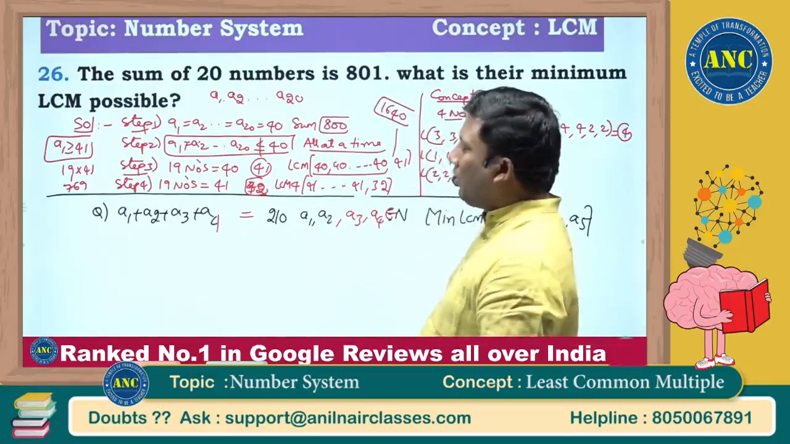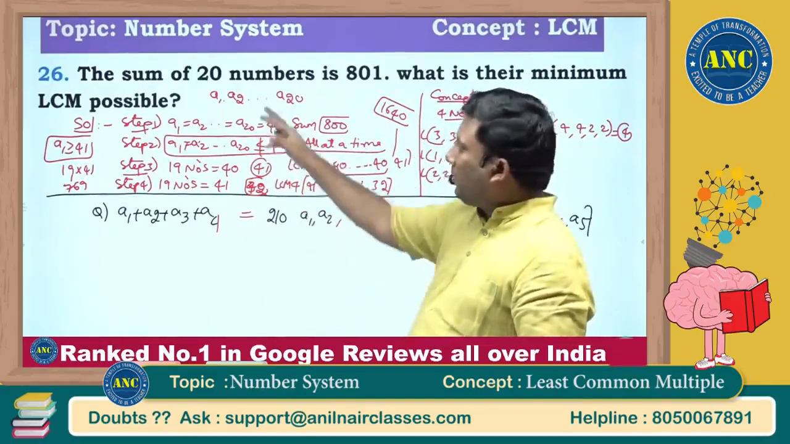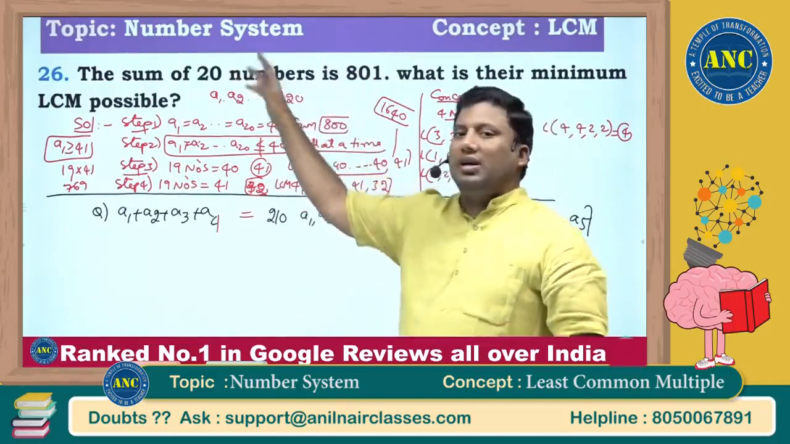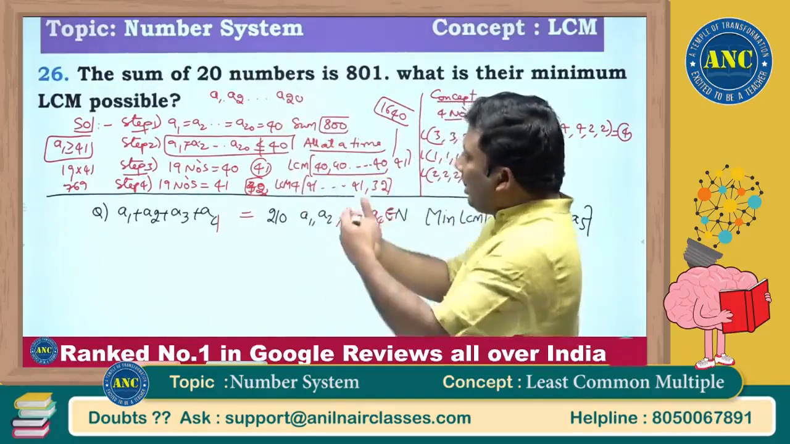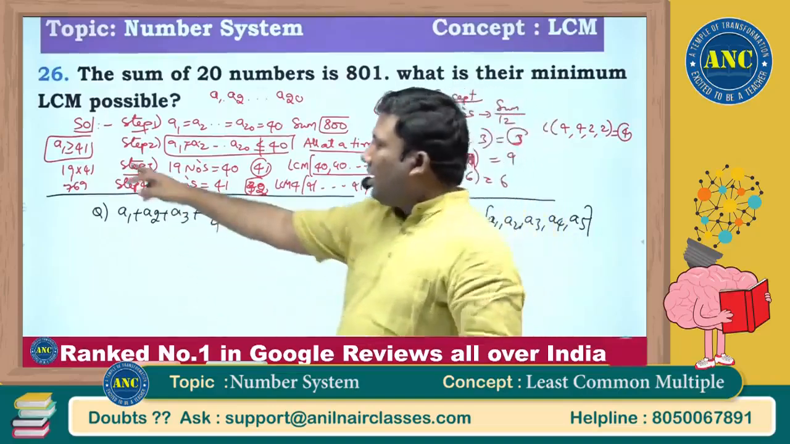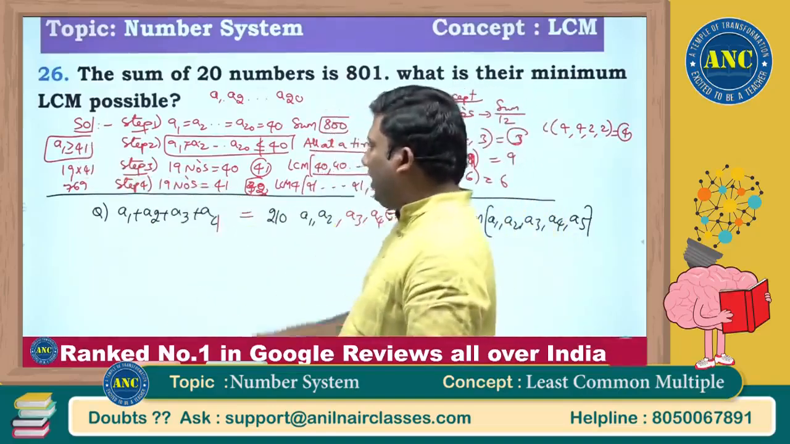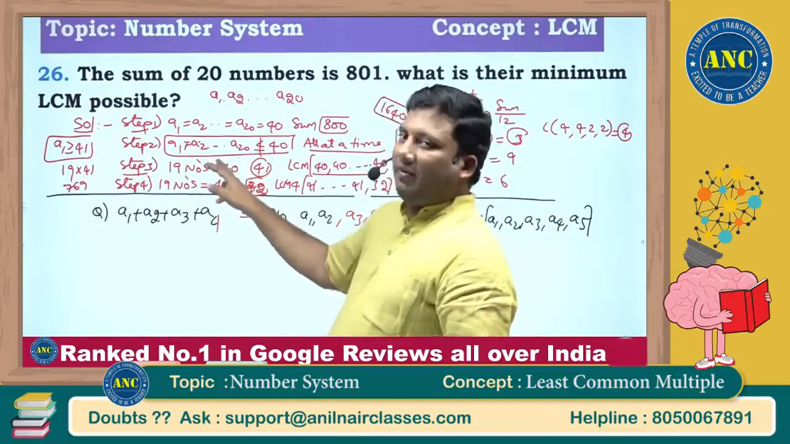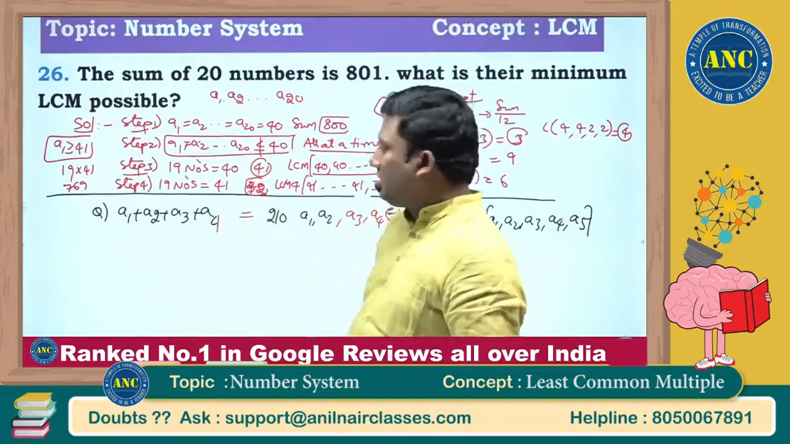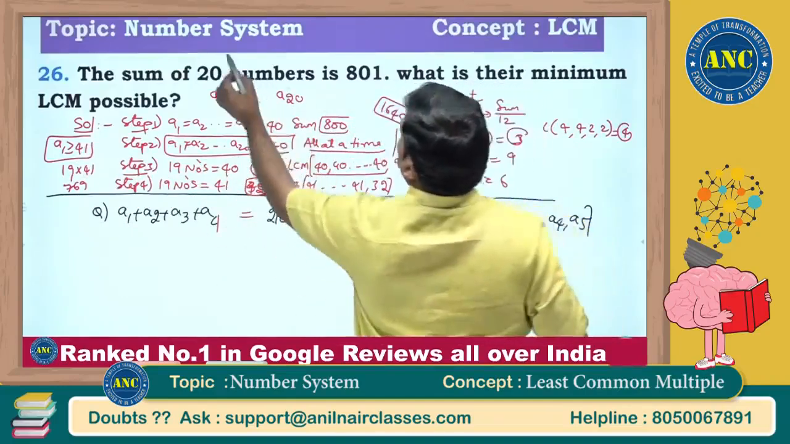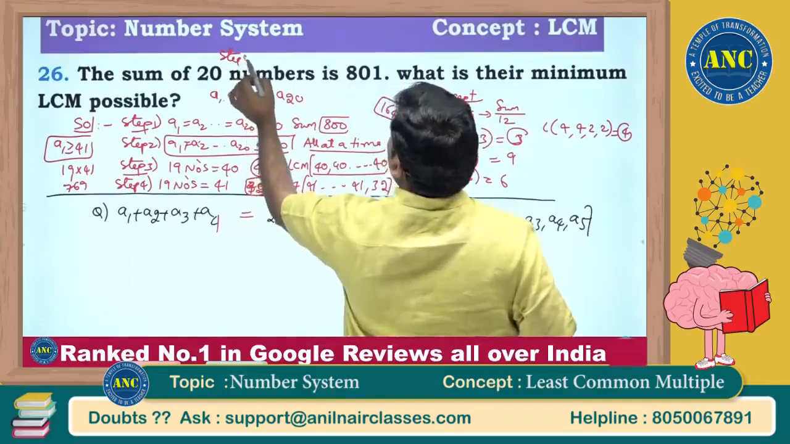It is becoming more. All 20 equal is not possible because 801 is not divisible by 20. So 19 numbers, because it is greater than or equal to 41. I took one number 41, the other 19 numbers 40, and I reversed it. Step number 5. Very, very good question, sir.